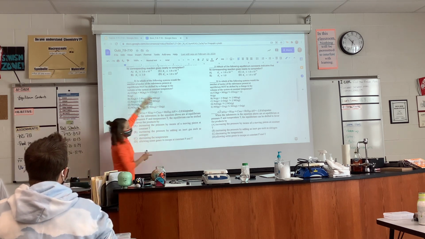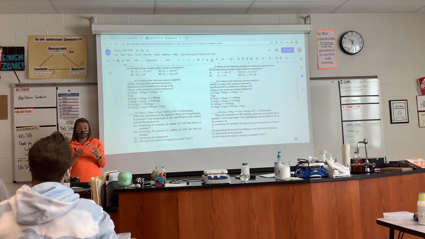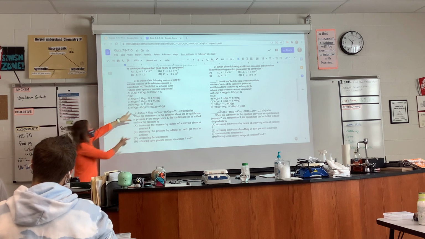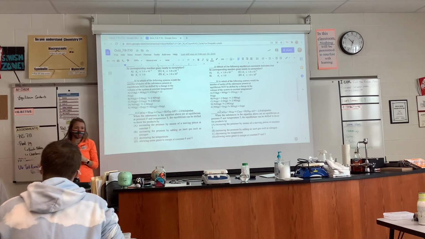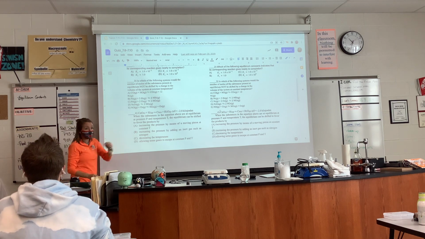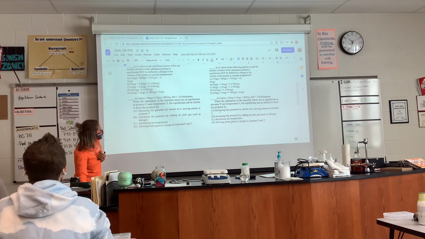So pressure shifts to the side with fewer moles. If the moles are the same on both sides, I get E, then it can't shift, right? And keep in mind, moles of gas only. Okay, and finally, show me your answer to number 4, please.